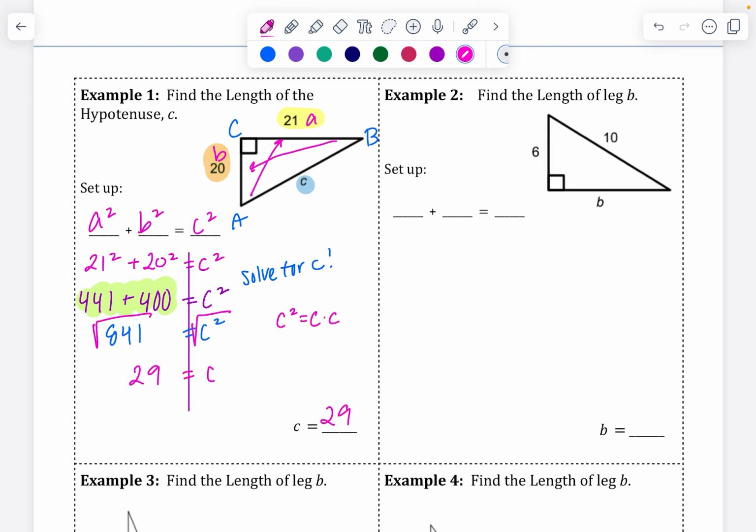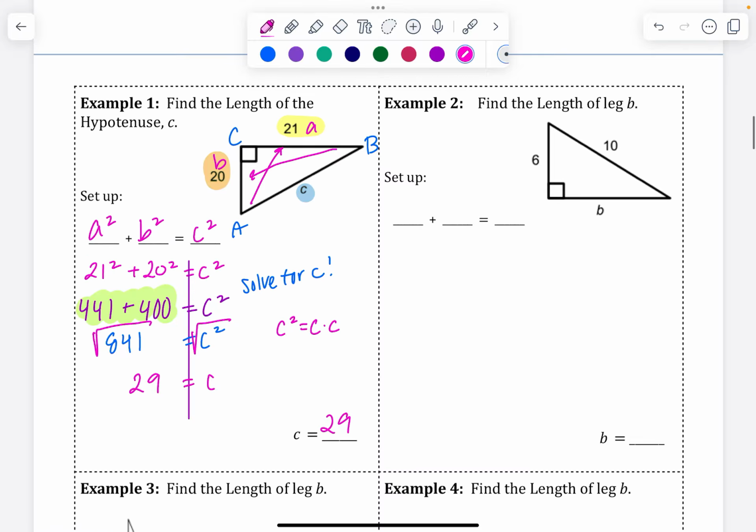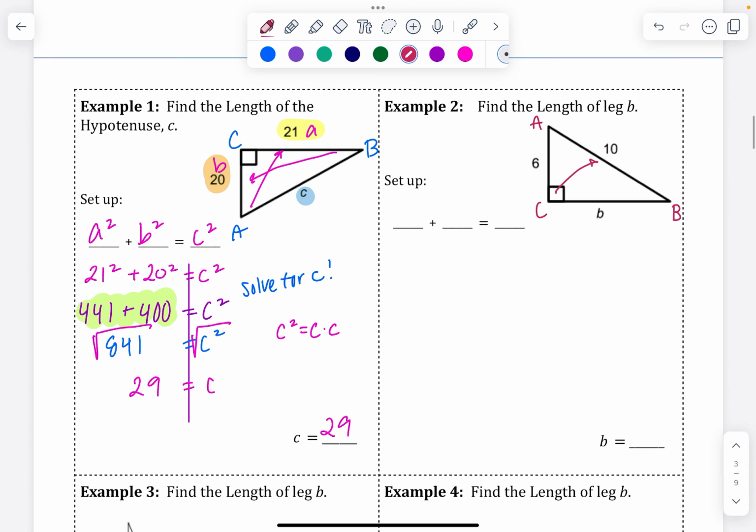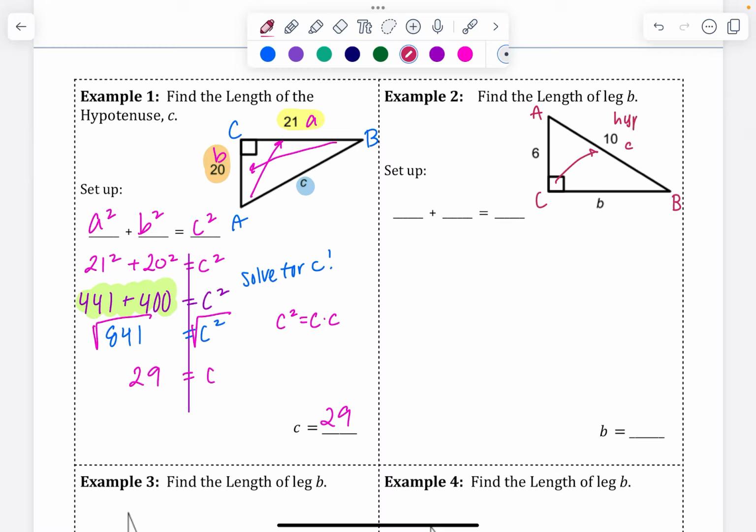Okay, so let's go ahead and try example 2. Same exact thing. I'm going to label the triangle. Here's A, here's B, here's C. Across from C is little c, that's your hypotenuse. Across from A is little a.